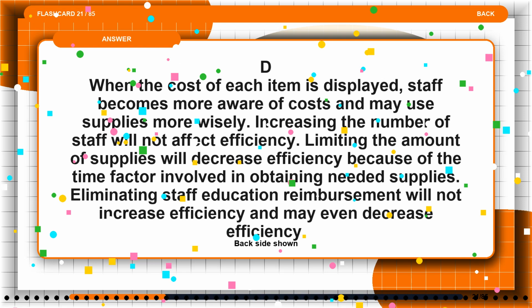The answer is D. When the cost of each item is displayed, staff becomes more aware of costs and may use supplies more wisely. Increasing the number of staff will not affect efficiency. Limiting the amount of supplies will decrease efficiency because of the time factor involved in obtaining needed supplies. Eliminating staff education reimbursement will not increase efficiency and may even decrease efficiency.